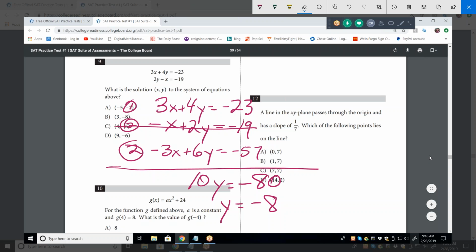But notice the answers, we don't need to figure that out. They only gave one y of minus 8. So this has to be the correct answer, and it would be wasted time and effort to go in and actually prove that x has to be 3.